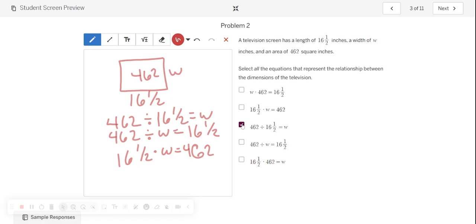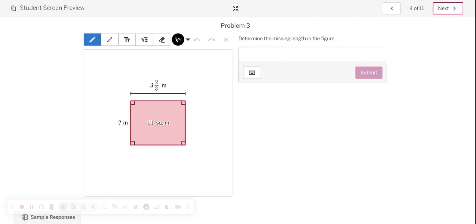That one, that one, and that one should be correct. I think they scramble them in the workbook, but that's the way it goes.